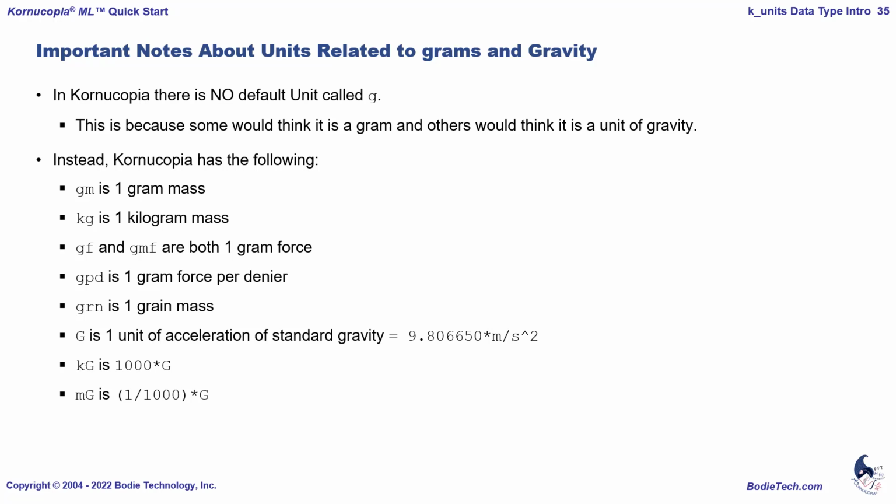Those both are gram force. And if you're dealing with fabrics, GPD would be a gram force per denier. Or if you're doing ballistics and stuff, you might be interested in a grain for mass. And then if you're dealing with acceleration, capital G would be the standard unit of gravity. Kilo-G with a capital G would be 1,000 units of gravity, and milli-G with a capital G would be 1/1000th unit of gravity.